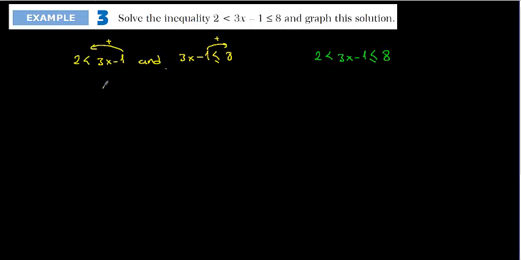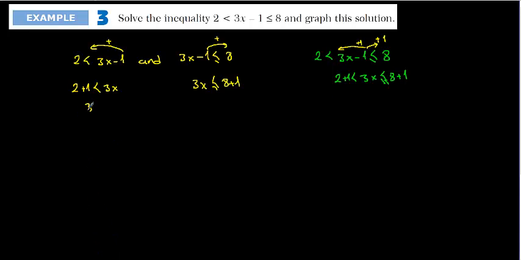On both sides, it's going to be plus. So 2 plus 1 is less than 3x. And on the other side, 3x is greater or equal to 8 plus 1. My method here is to do them together, to send the -1 to both sides as a +1, and the result is going to be 2 plus 1 is less than 3x, less or equal to 8 plus 1.